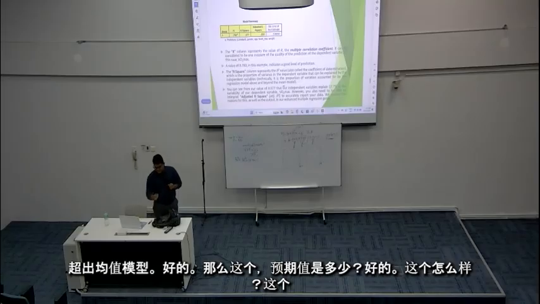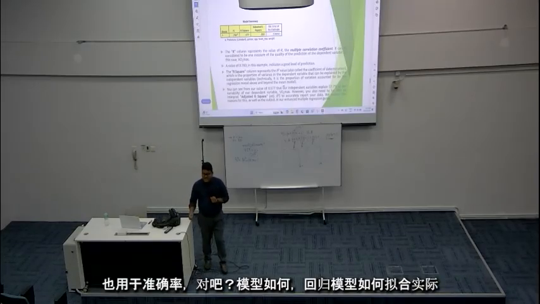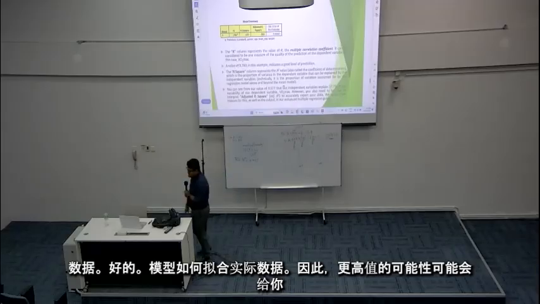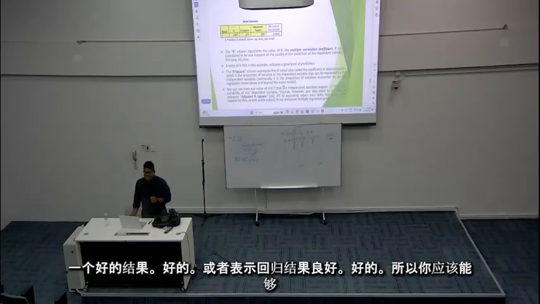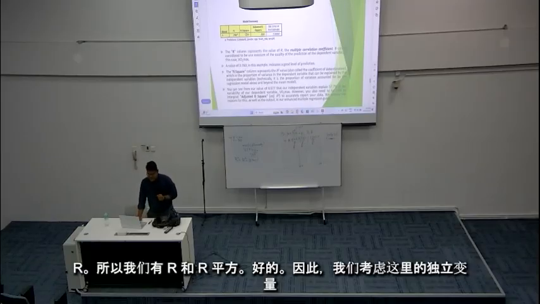Okay, is this one also used for the accuracy, right? How the regression model fits the actual data. A higher value might indicate a good result of the regression. So you should be able to explain the R and also the R square. Later you will see the output for the R. So we have the R and also the R square.